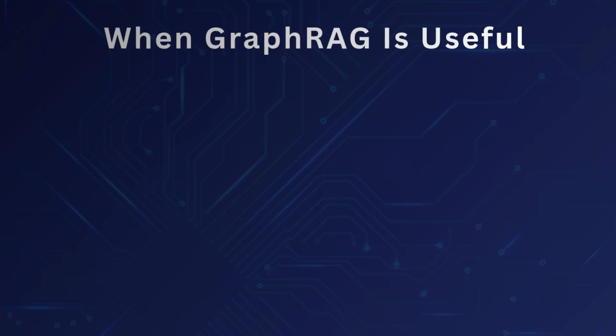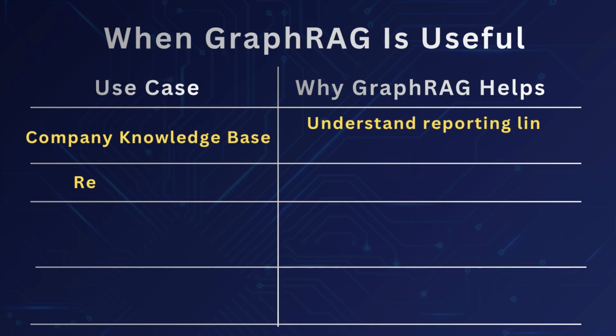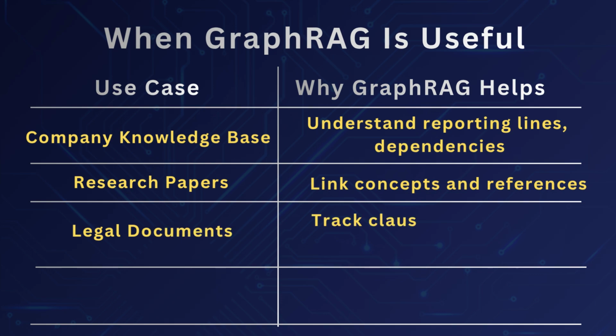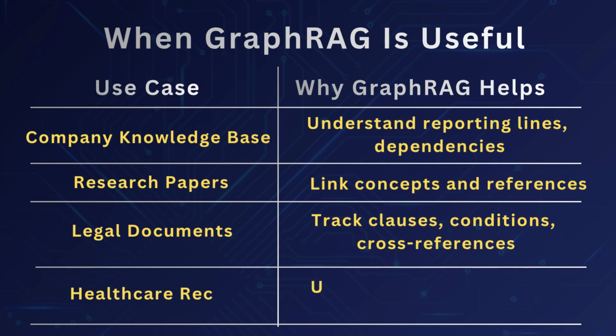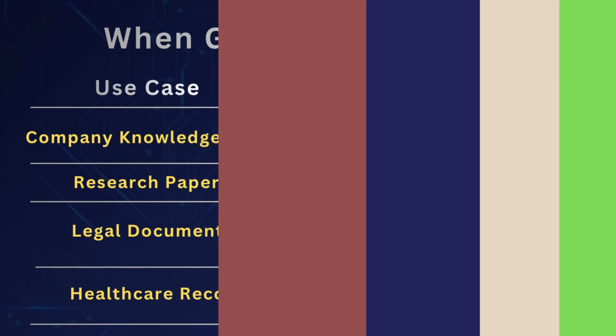GraphRAG shines when your data has relationships, like in company knowledge bases, where it understands reporting lines and dependencies. In research papers, where it links concepts and references. In legal documents, where it tracks clauses, conditions, and cross-references. And in healthcare records, where it connects patient history and treatments. Wherever there are connections, GraphRAG works beautifully.